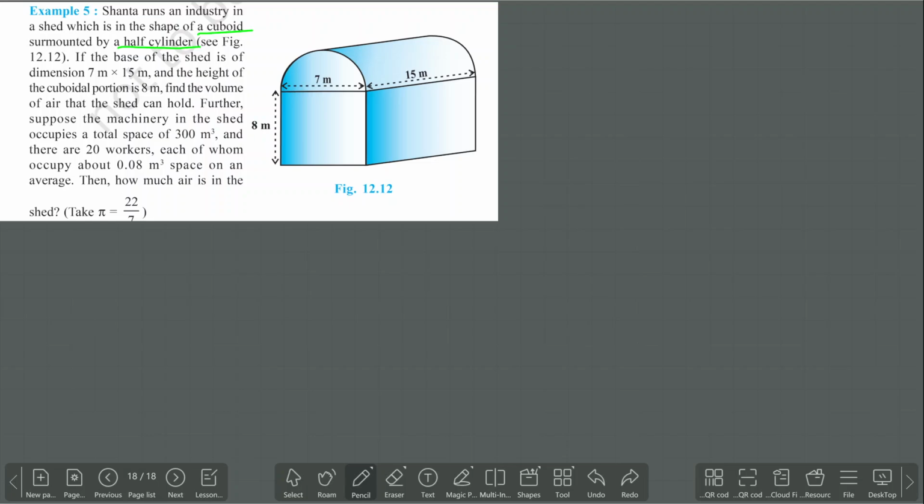The base of the shed dimension. Shed, in the sense, it is a cuboid, no? So cuboid details are given: 7 meter into 15 meter, and height of the cuboidal portion 8 meter. That is given separately. Find the volume of air that the shed can hold. How much volume of air that shed can hold, they are asking. Air inside the building, how much air is there.